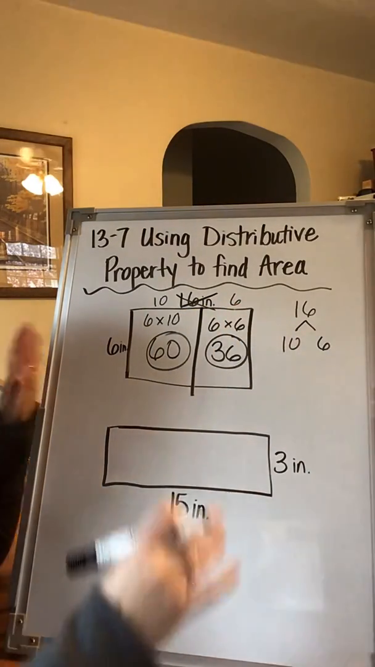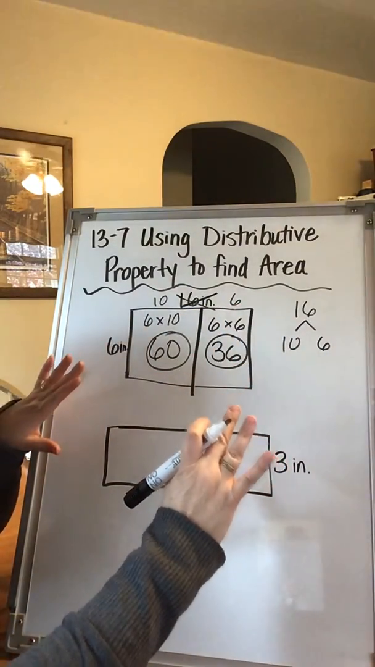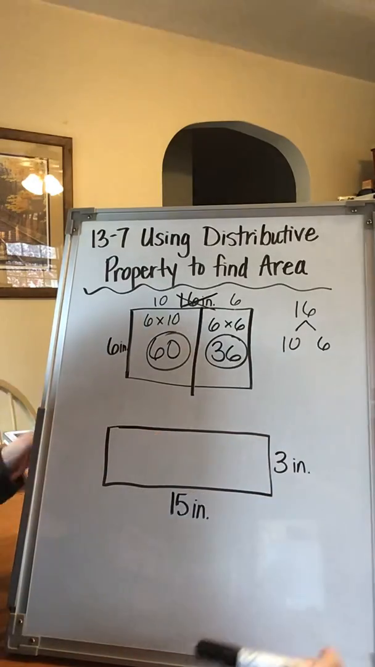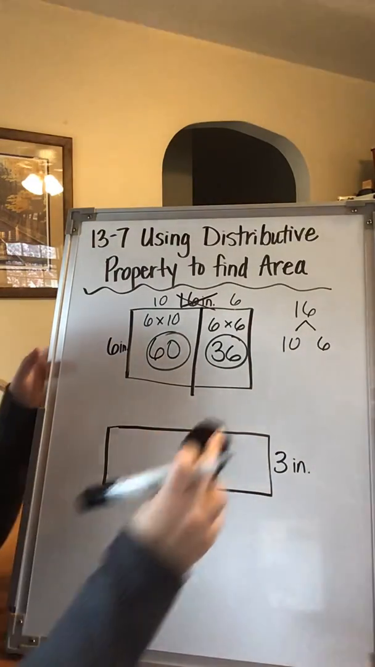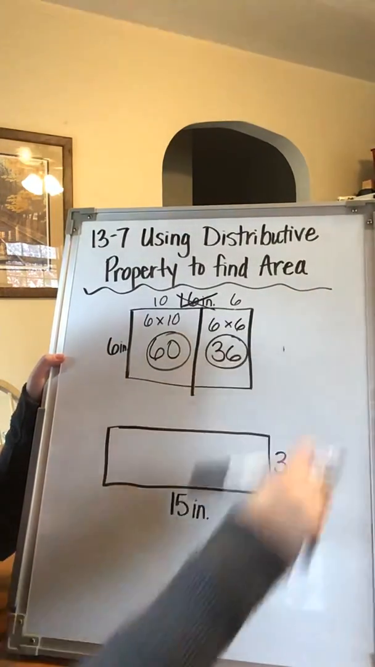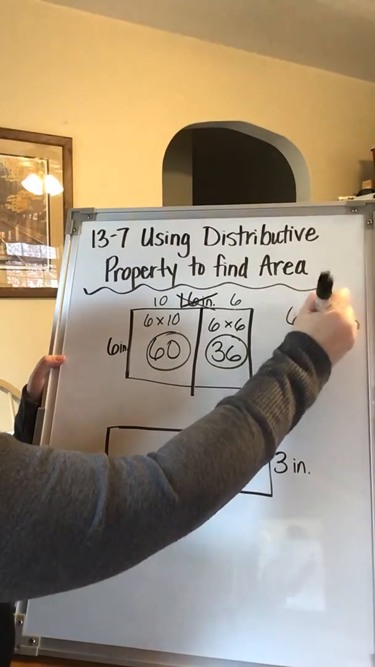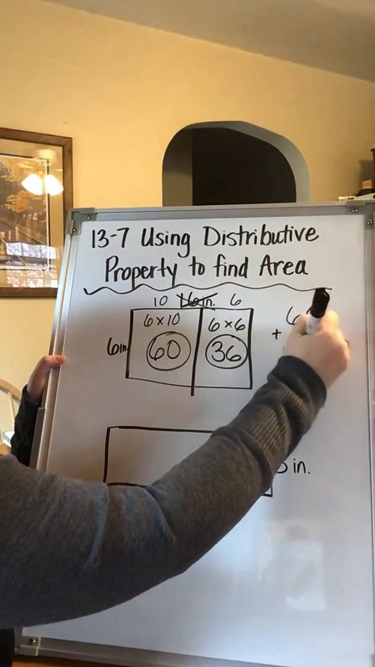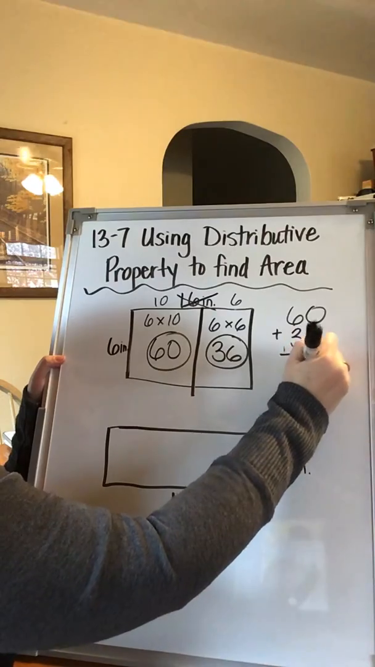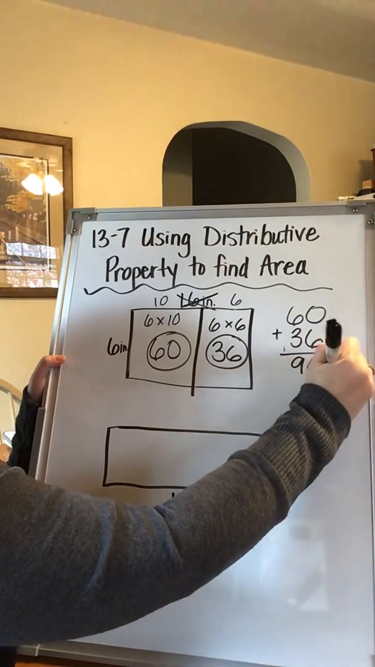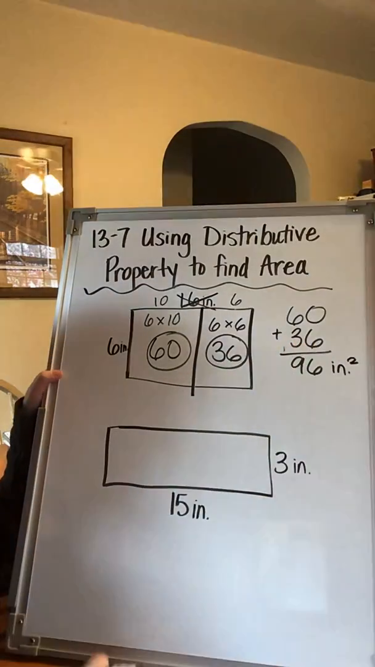Now we found our two areas for our separate shapes. The last thing that we need to do is add them together to find our total area. So I'm going to take 60 plus 36, and I get 96 inches squared.